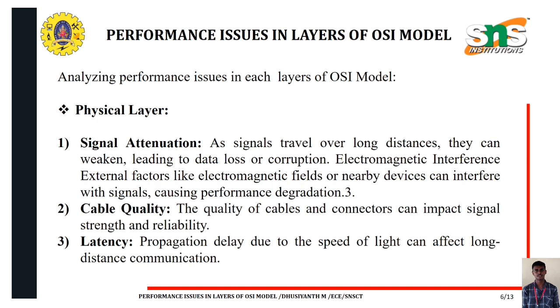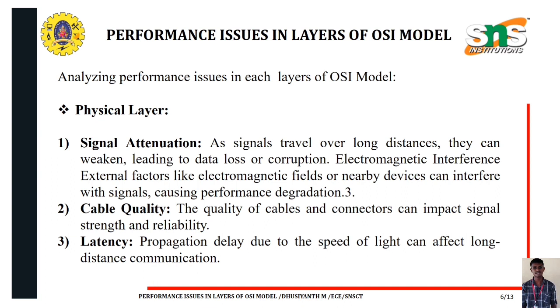Now let us dive into the main concept, that's performance issues in the OSI layers. Analyzing performance issues in each of the layers is given below. First of all, the performance issues present in the physical layer are signal attenuation, cable quality, and latency. These are the things that affect the performance of the physical layer.